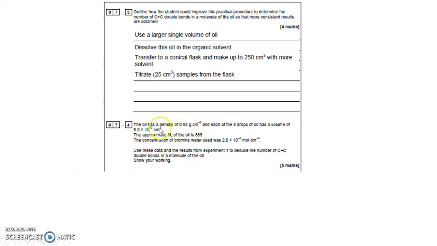Let's have a look at this one now, this question here. It's for 5 marks and it's unscaffolded. In other words, it's not led you through, it's not said what steps to take.